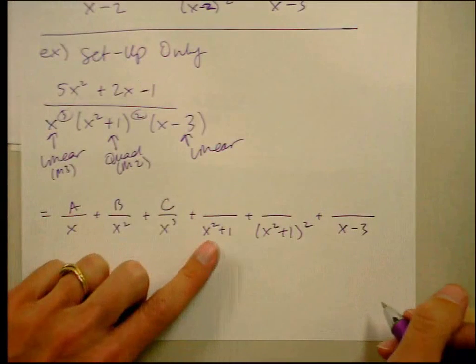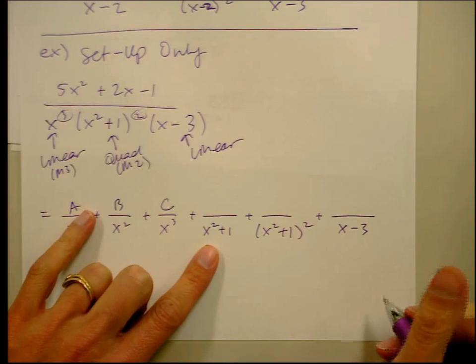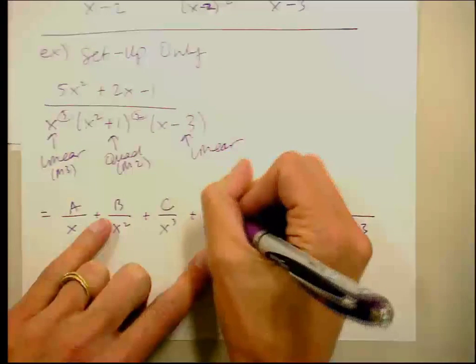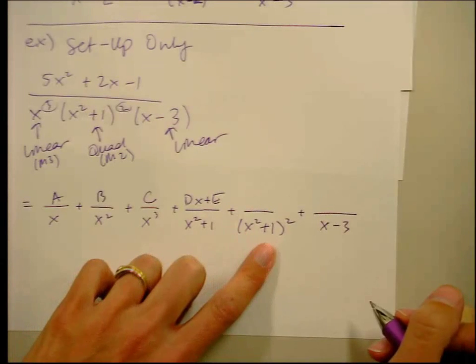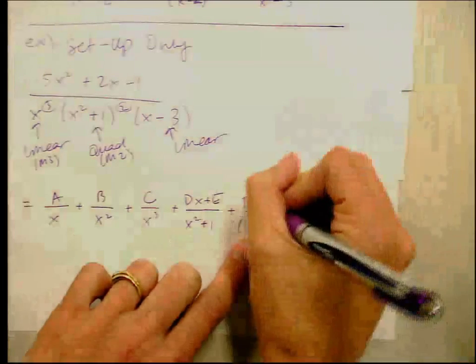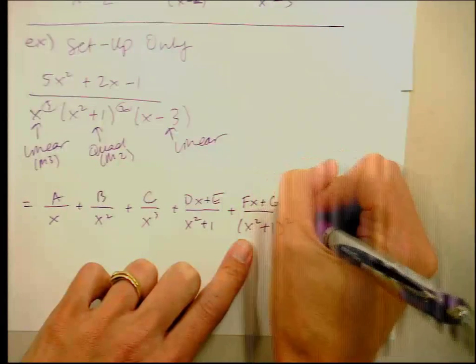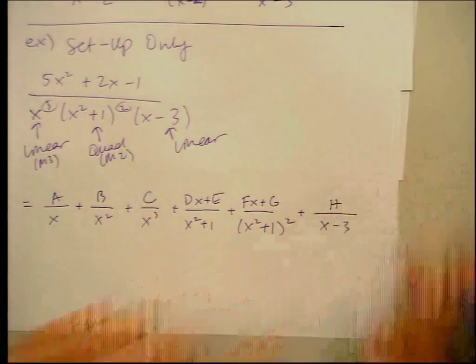X squared plus 1 is quadratic, so I need a linear numerator, dx plus e. X squared plus 1 squared, we ignore the multiplicity, it's quadratic, so this would be fx plus g. This one's linear, so it just needs a constant numerator.